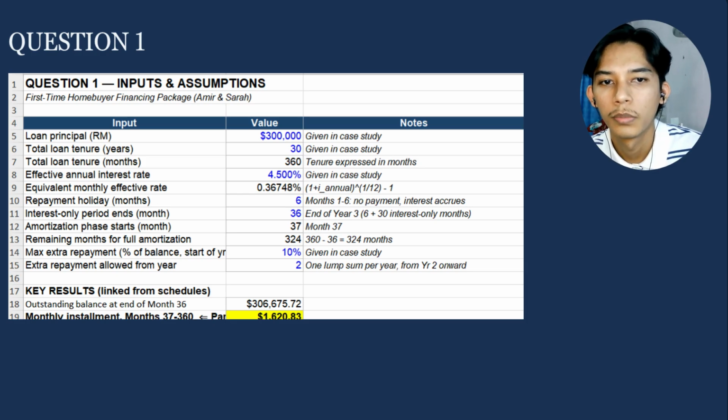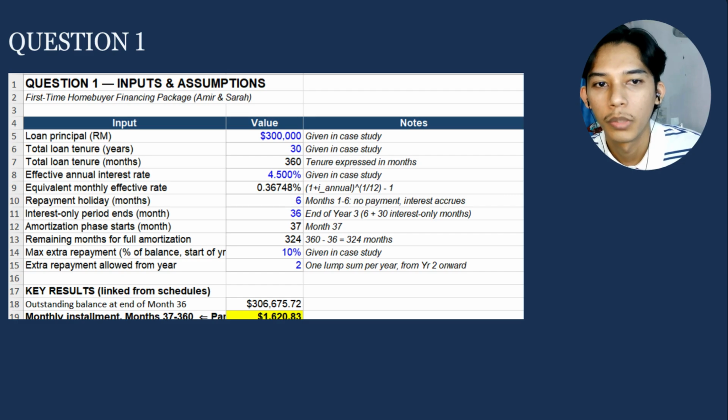One thing worth explaining: the loan rate is quoted as 4.5% effective per annum, but payments are monthly, so I converted it to an equivalent monthly rate using (1 plus the annual rate) to the power of 1 divided by 12, minus 1. That gives the true monthly compounding rate consistent with the annual effective rate.